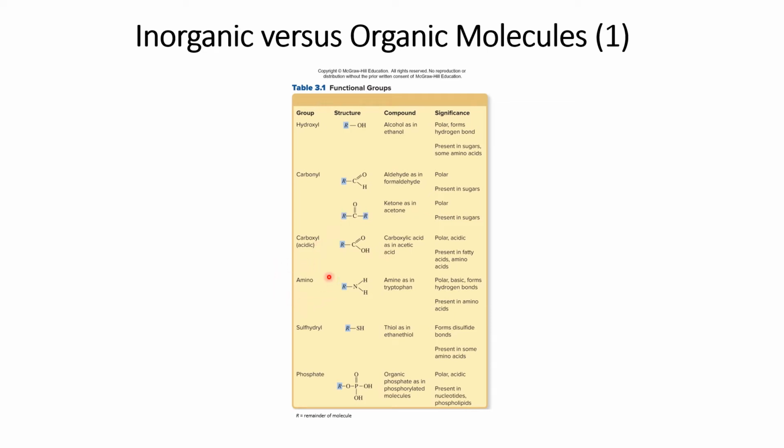The third out of the four I want you to know is the amino group, and it's anything attached to NH2. So one nitrogen, two hydrogens. And it's polar, but it's also basic. So this is your acid, and the amino group is your base. And the amino group can also make hydrogen bonds. And you'll find those on amino acids and part of a nucleotide.